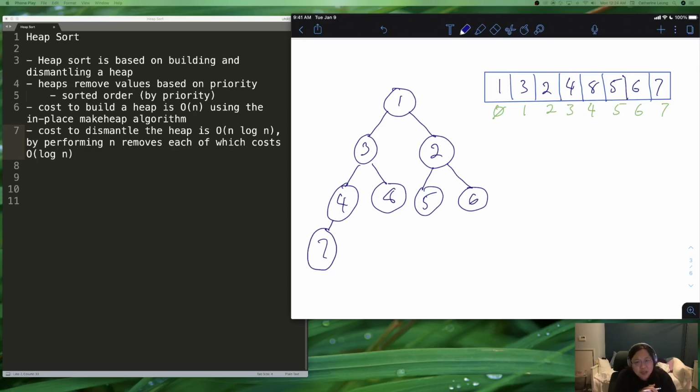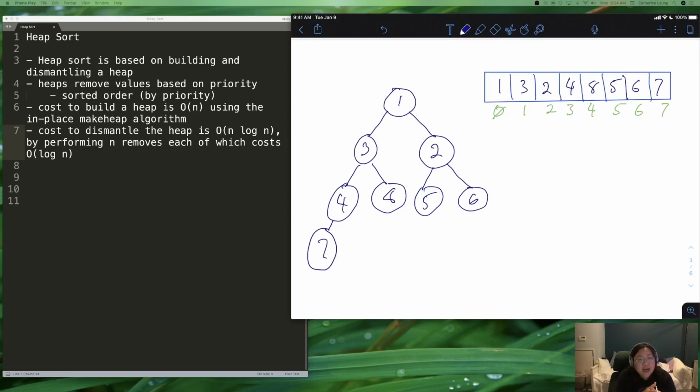Now, heap sort is actually pretty straightforward in terms of what you want to do. You want to start by taking the array of values and building a heap out of it. And then once you've built the heap, you're going to dismantle the heap one value at a time. And what you will get out of it is a sorted array.